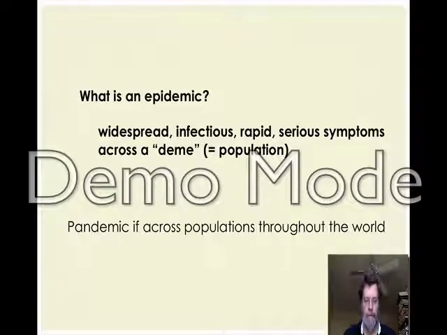So what is an epidemic? An epidemic in the modern sense, not in the Hippocratic sense, is basically widespread, infectious, acts very quickly, and has serious symptoms across a deme. A deme is basically a word for population. It's epidemic if it's within a population, it's pandemic if it crosses population boundaries and spreads throughout the world.